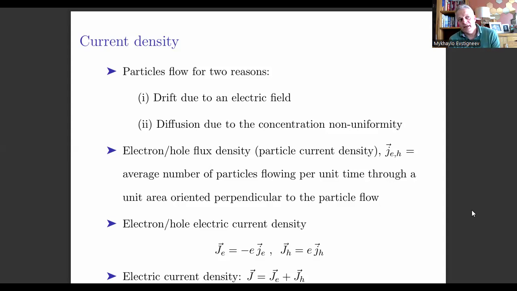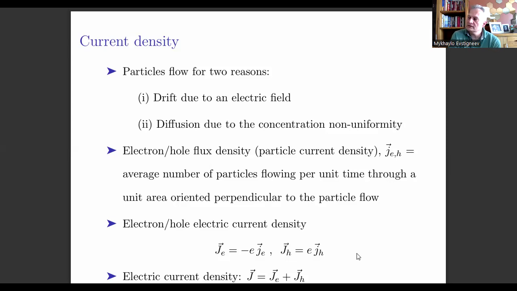But if you apply an electric field, then there will be a preferred direction of charge transfer for electrons. The electrons are transferred opposite to the electric field. Holes, positively charged particles, are transferred in the direction of the electric field. So you need to orient your unit area perpendicular to the electric field, which is perpendicular to the direction of the average particle flow.